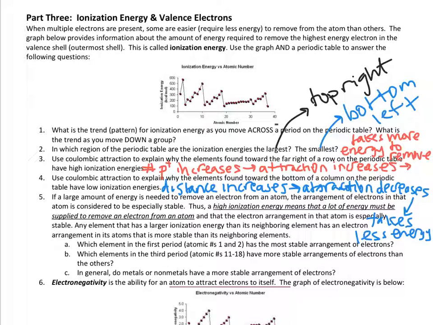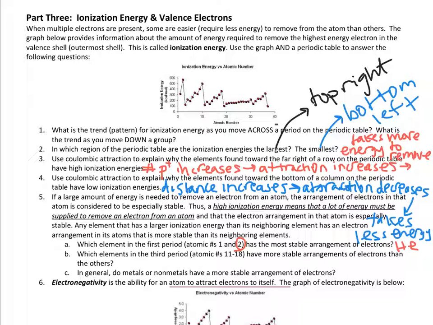5a says which element in the first period, atomic numbers 1 and 2, has the most stable arrangement of electrons. So if you look at your periodic table, hydrogen is number 1, helium is number 2. Which one has the higher ionization energy? Should have said helium, right? Because it increases going across. So helium has a higher ionization energy, so that means helium is going to have a more stable electron arrangement.